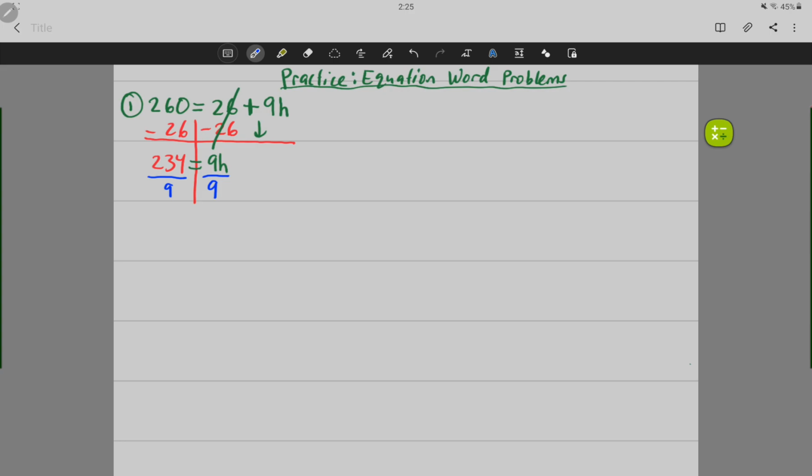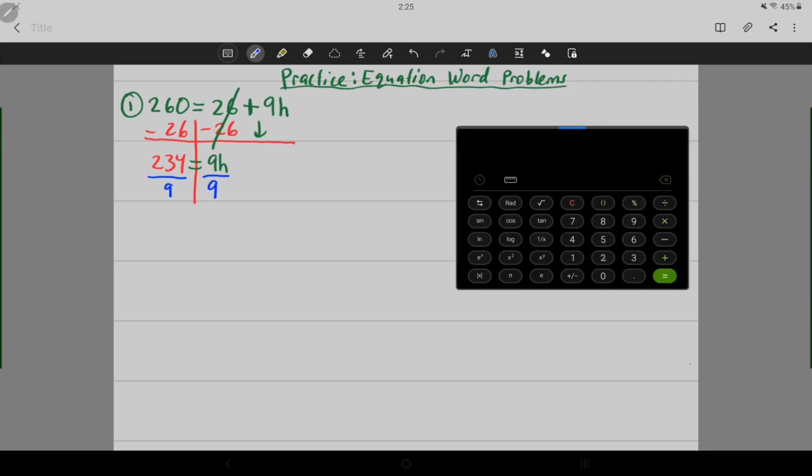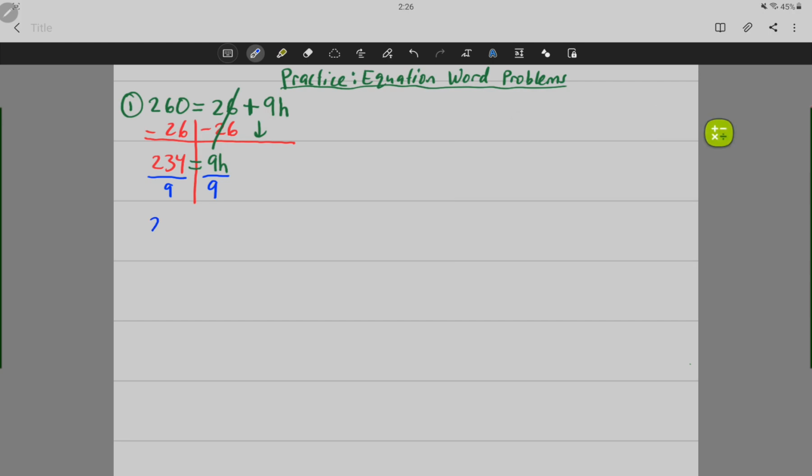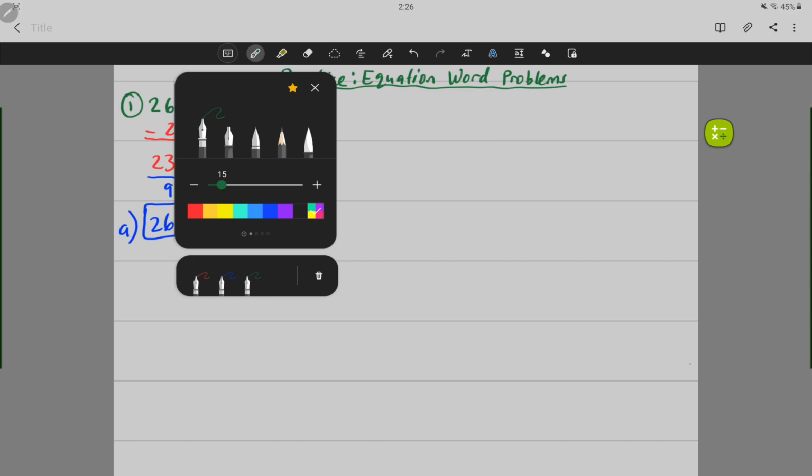234 divided by 9 should be 26. Let's just double check. Yep, there we go. So 26, and 9 divided by itself is 1. Don't put the 1, just cancel. Bring down our h, and boom, we're all done. So he has to work 26 hours, which is choice A.